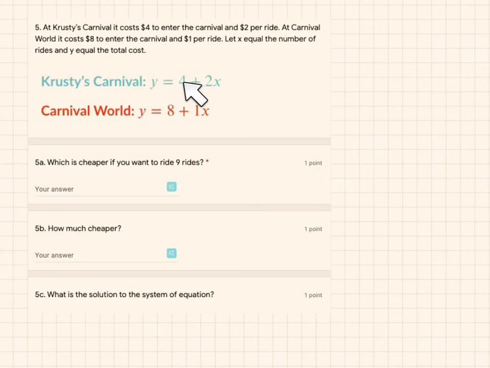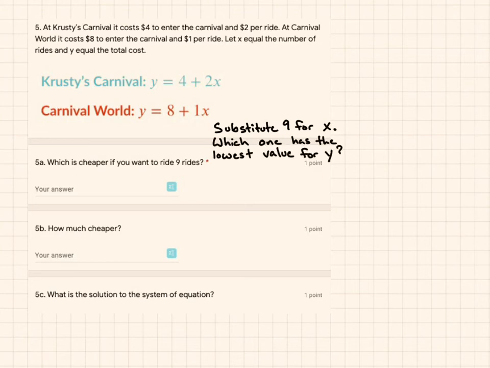And that makes sense. So 4 is how much it costs to get into Krusty's Carnival, and then every time you ride, it costs $2. For Carnival World, it costs $8 to get in and $1 for every ride. Number 5a asks, which is cheaper if you want to ride 9 rides? So that means that my rides, which is x, is going to be 9. So I can substitute 9 for x, and see which one has the lowest value for y.